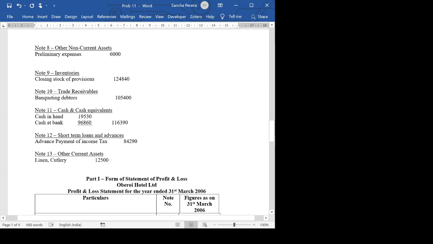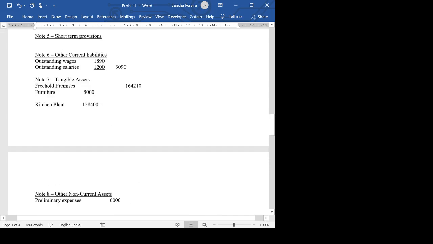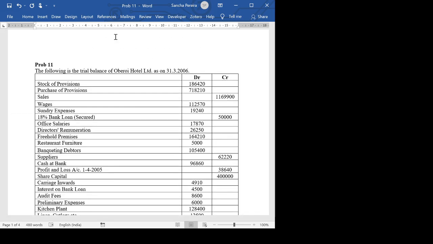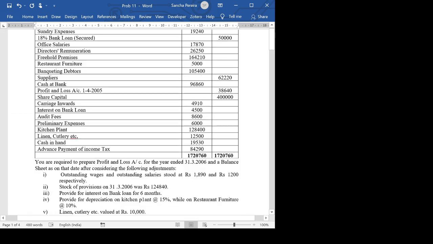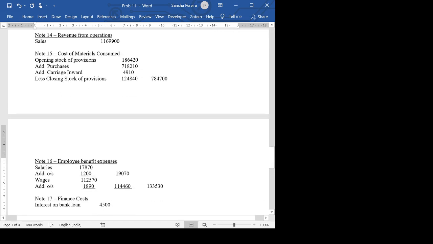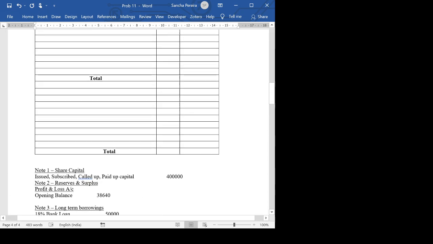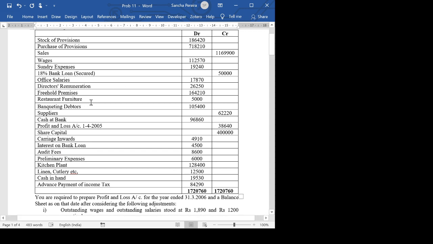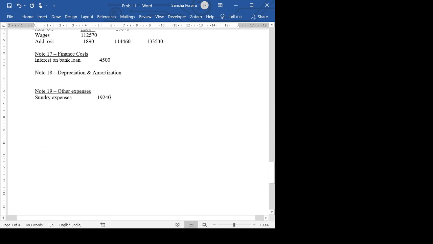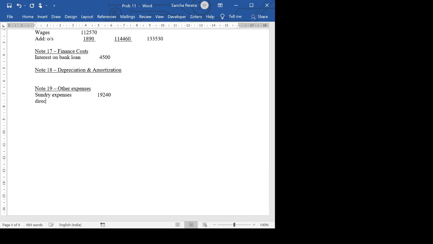And the last thing that we have is other expenses. I think we have some items here. We'll just go to the balances. Sundry expenses 19,240. Then we have office salaries, directors remuneration 26,250.